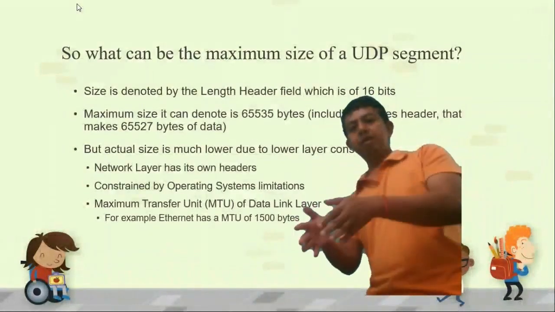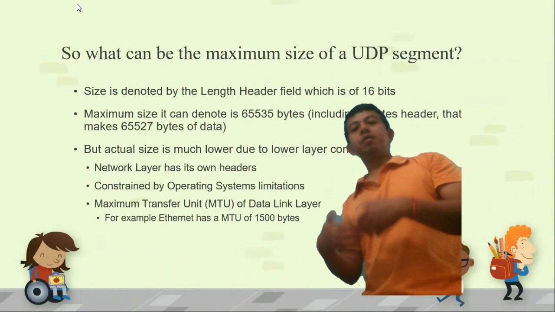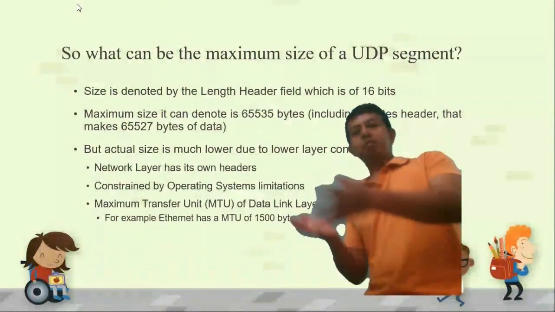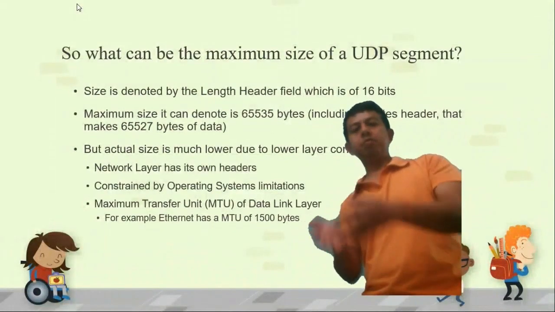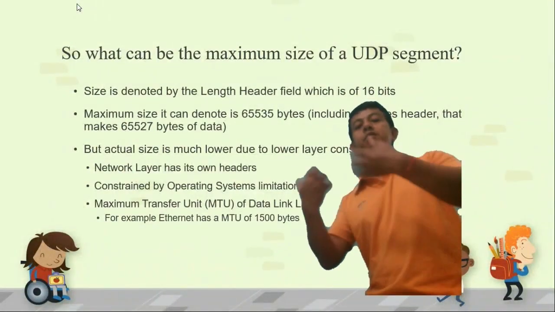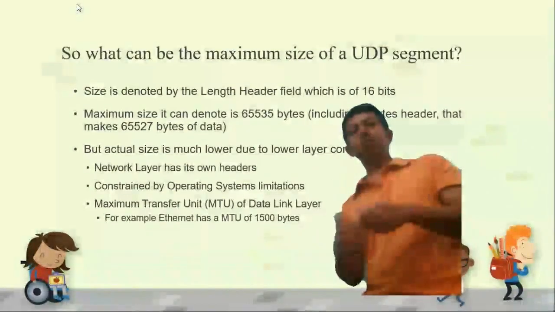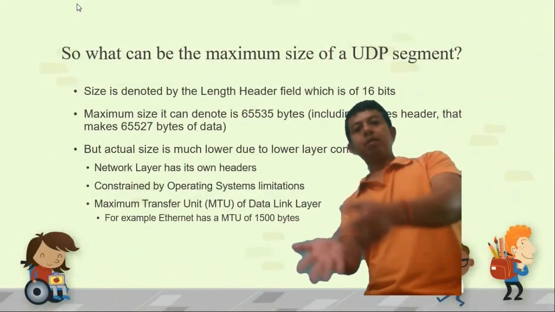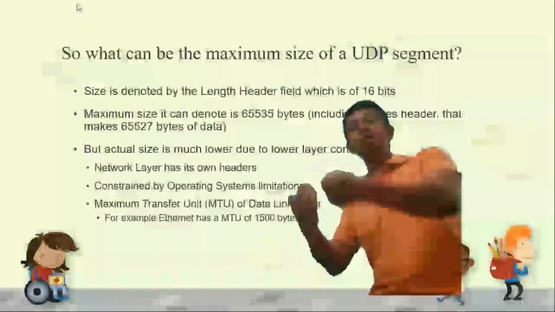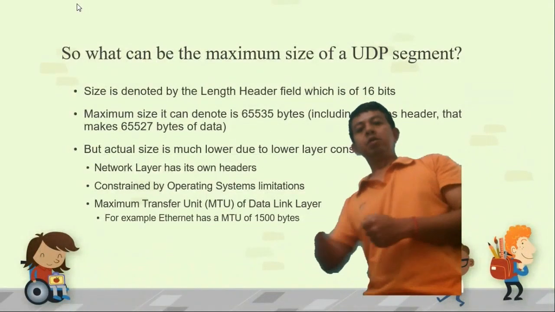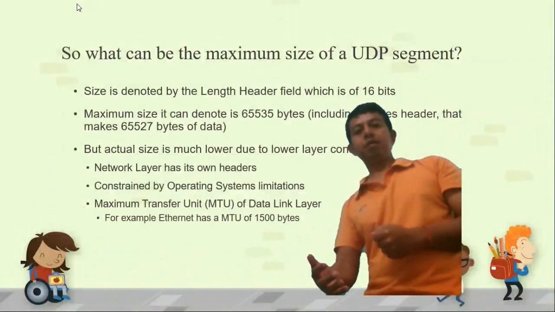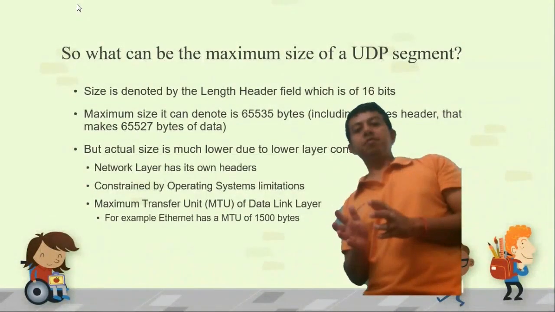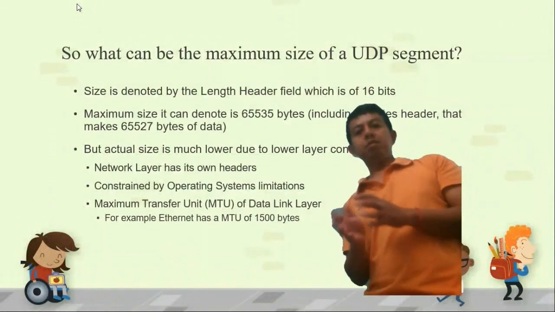For example, the underlying network layer creates its own header. When we discuss network layer, we'll see that the data coming from the transport layer, either from TCP or UDP, when sent to the network layer would have its own header information inserted. So there are certain constraints placed by the network layer. Then that packet is subsequently sent to the data link layer. Data link layer again adds its own header information. So these different constraints placed by lower layers place some sort of limitations on the size of the packet that can be created by UDP or TCP.